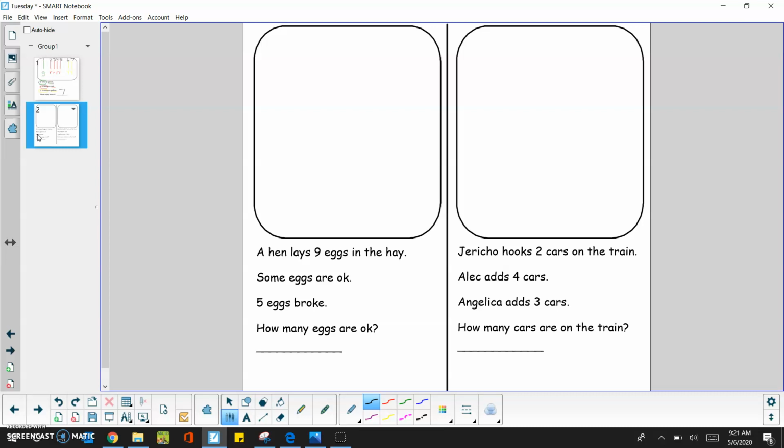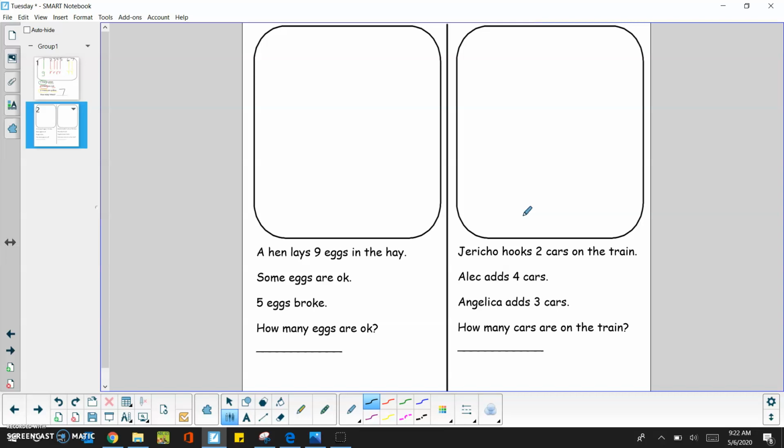All right, our next problem right over here, problem number 2 says Jericho hooks 2 cars onto a train. Alec adds 4 cars. Angelica adds 3 cars. How many cars are on the train? So we're seeing how many cars we have added to that train.